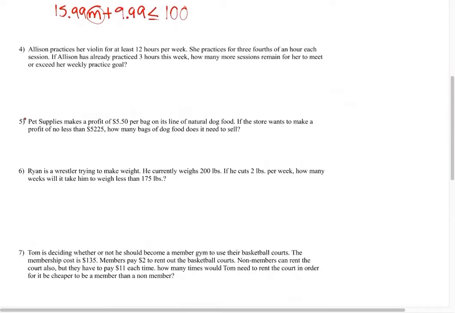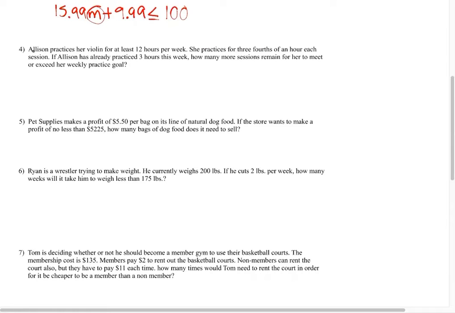Number 4, Allison practices her violin for at least 12 hours per week. She practices for 3/4 of an hour each session. If Allison has already practiced 3 hours this week, how many sessions remain for her to meet or exceed her weekly goal? So she has a goal of at least 12 hours per week. She practices for 3/4 of an hour each session.